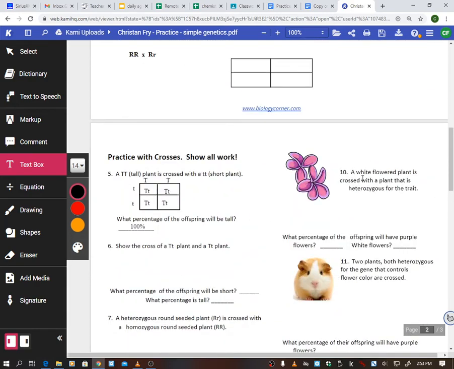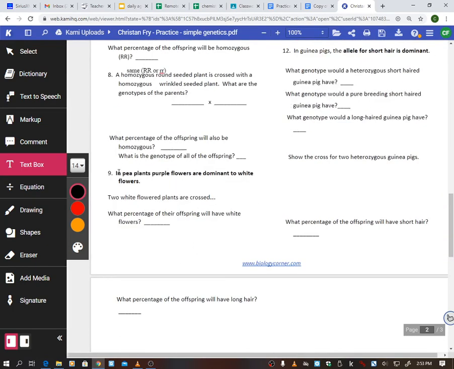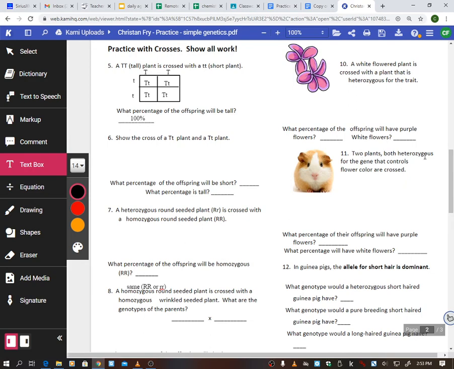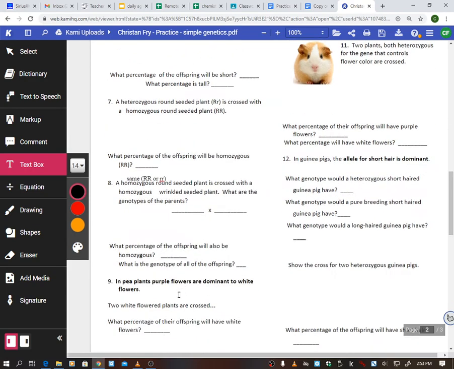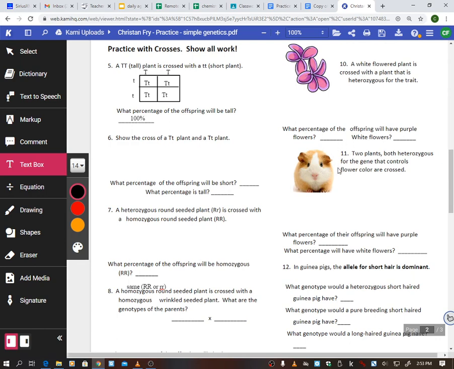Go up here to number 10. A white flower plant is crossed with a plant that is heterozygous for the trait. So once again, we're dealing with this right here, purple versus white. Number 11, two plants, both heterozygous for the gene that controls flower color, are crossed. So heterozygous, once again, we're going with number 9 here, these pea plants. Number 11 is dealing with that.